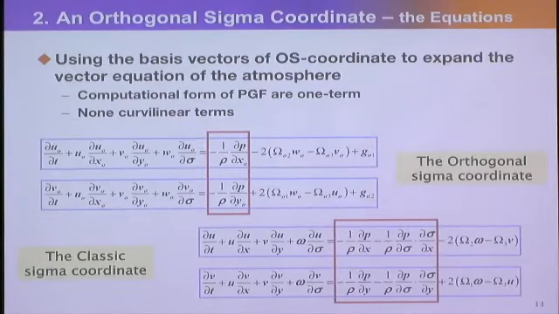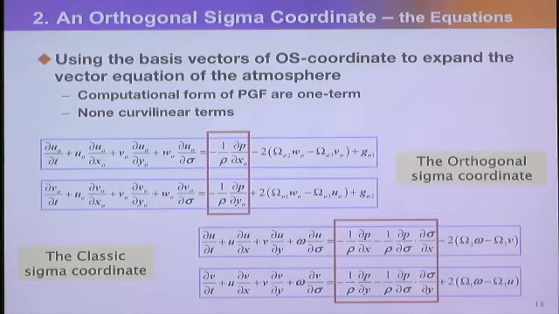Now we're going to resolve the equations of this new coordinate. That is to use the basis vectors we have just got of the orthogonal sigma coordinate to expand the vector equation of the atmosphere. Then we can get the scalar equation of this new coordinate.